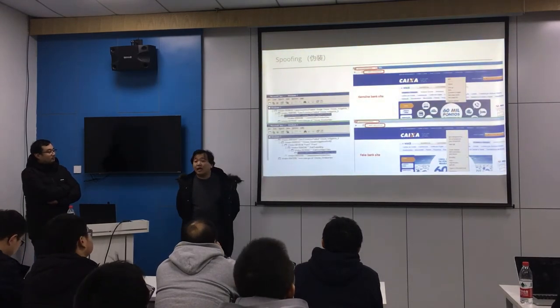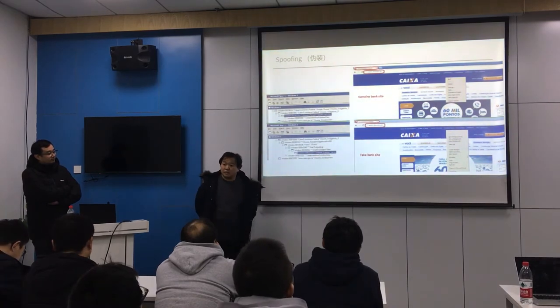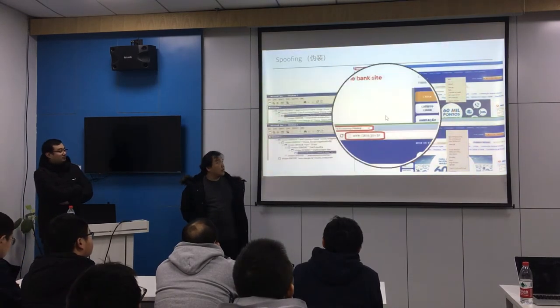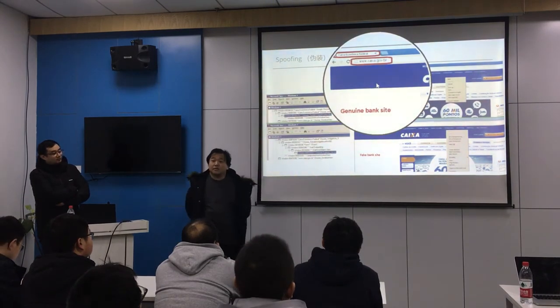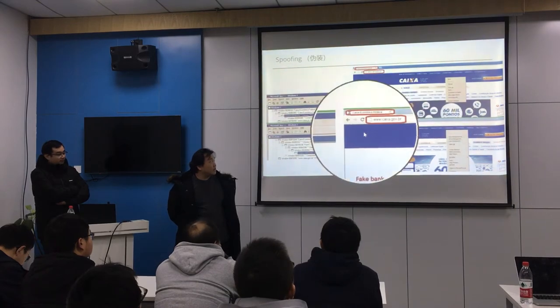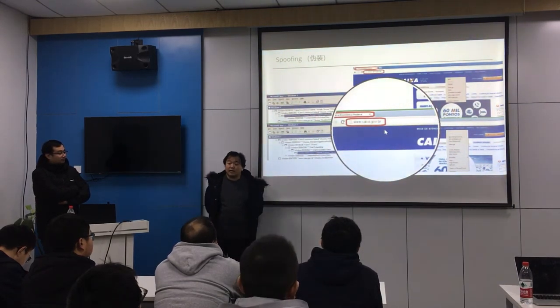This is a similar example of spoofing, but in this case, this is not Apple. This is an actual case. This is a bank in Brazil, and the top site is the real site. This is the real site, and the address there is the real bank address. The bottom one also has the same address, but this is the fake site. So how does the attacker do it?